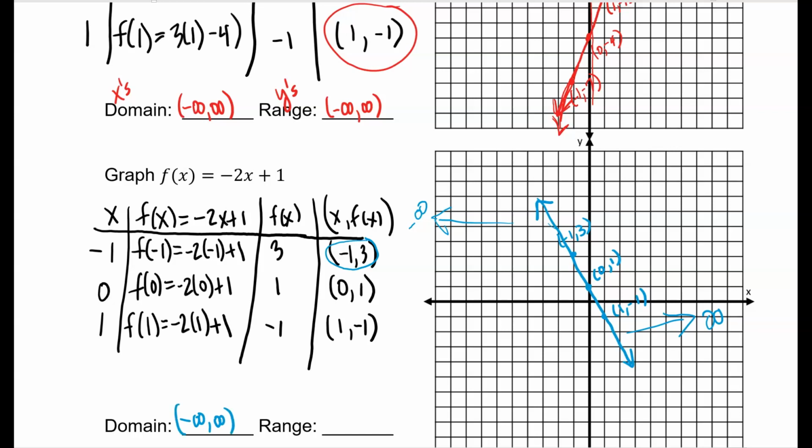Our range, if we look from the bottom to the top, notice that on our y-axis, this is going this direction, which is negative infinity all the way to positive infinity. And with infinity symbols, we always use a parenthesis, no matter what.